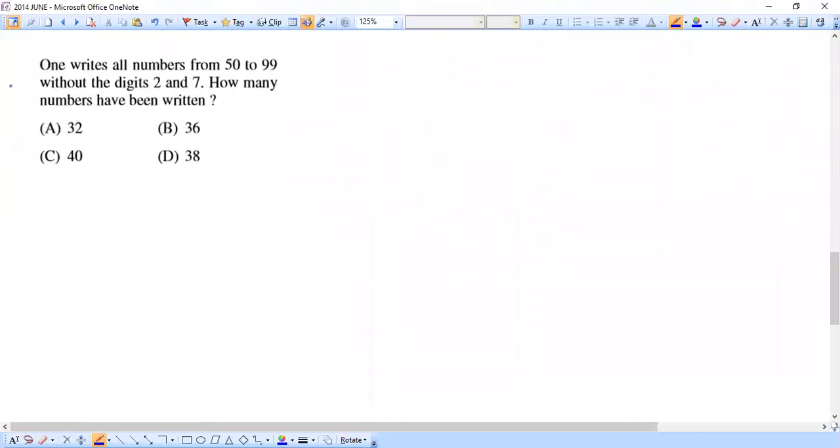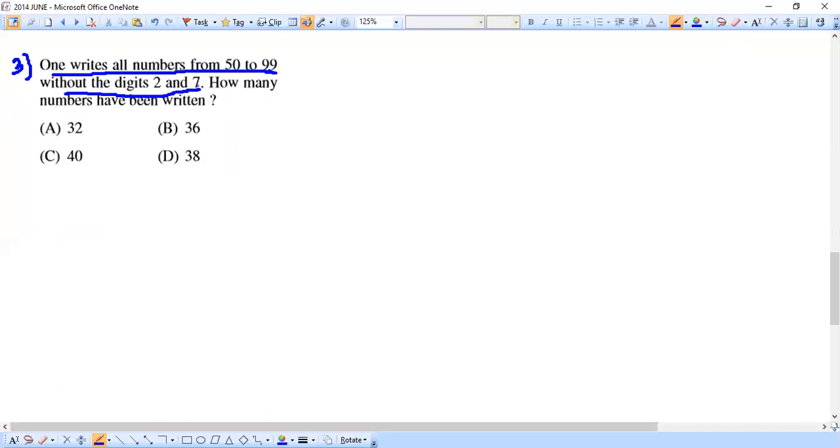Once again, we are getting a question from numbers and digits. Question number 3: one writes all numbers from 50 to 99, but without the digits 2 and 7. So carefully remember, a person is writing numbers from 50 to 99. That is starting from 50, 51, 52, 53, 54, 55 up to 97, 98, 99. The person is listing all the numbers, but numbers without the digits 2 and 7.